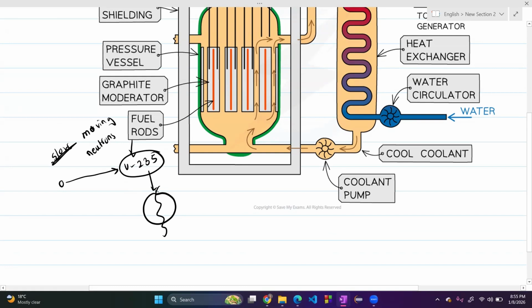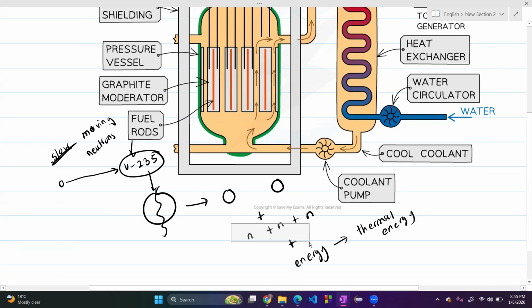As this uranium-235 nucleus splits, it forms two daughter nuclei, which means two more nuclei, plus some neutrons. Usually it's 2 to 3 neutrons. Plus it produces energy. Now this energy can be in terms of kinetic energy or thermal energy. Let's call it thermal energy. So it produces thermal energy.